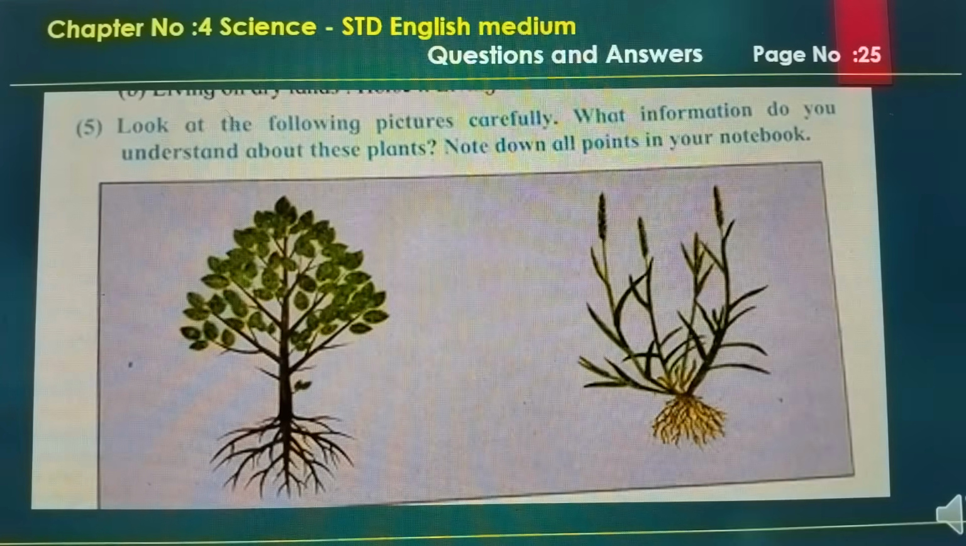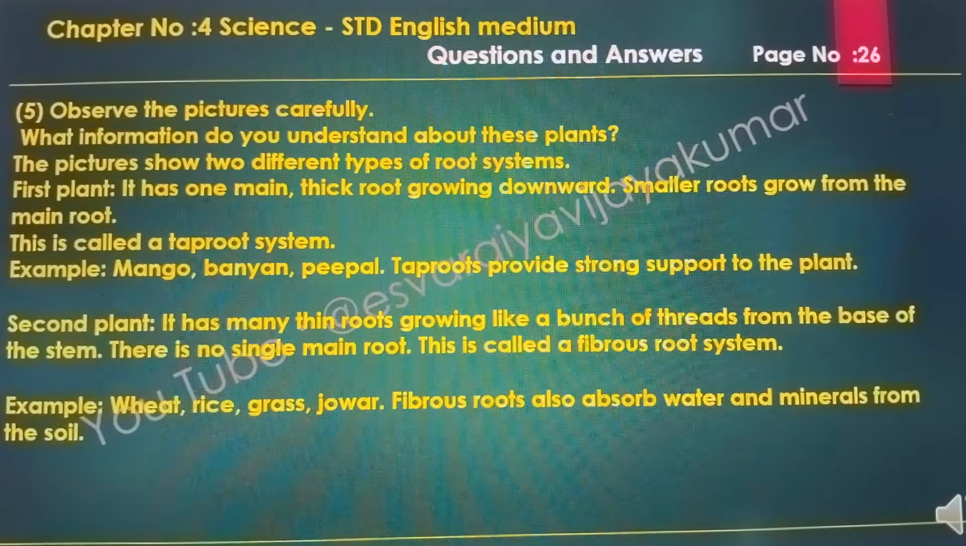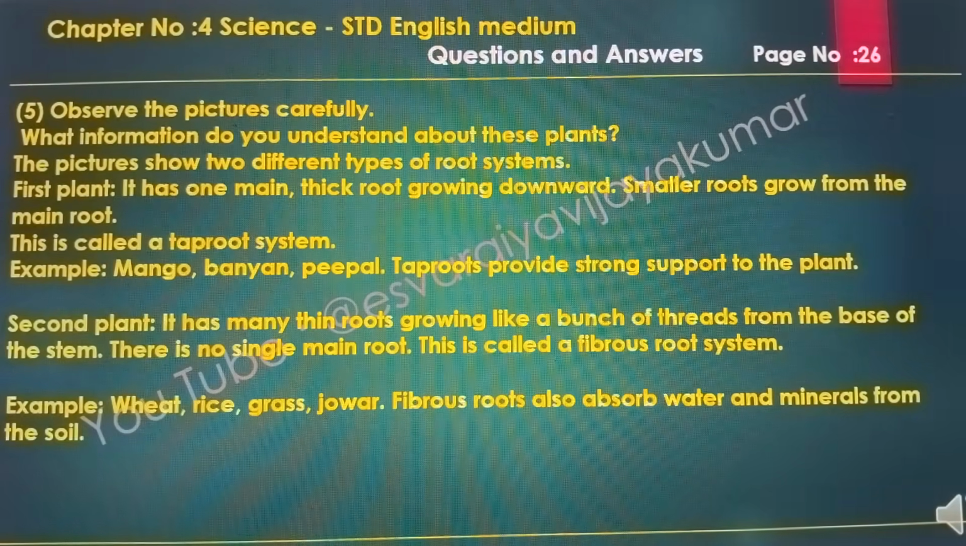Question number 5. Observe the pictures carefully. What information do you understand about these plants? Note down all points in your notebook. The pictures show two different types of root systems. So the first plant has one main, thick root growing downwards, with smaller roots growing from the main root. This is called a taproot system. Examples: mango, banyan, peepal. A taproot provides strong support to the plant.